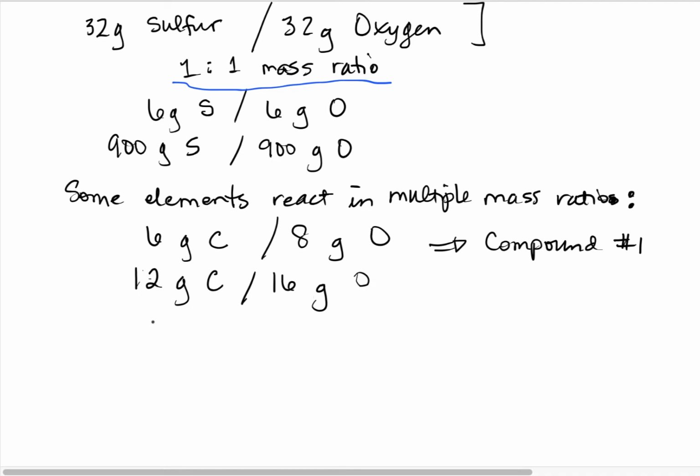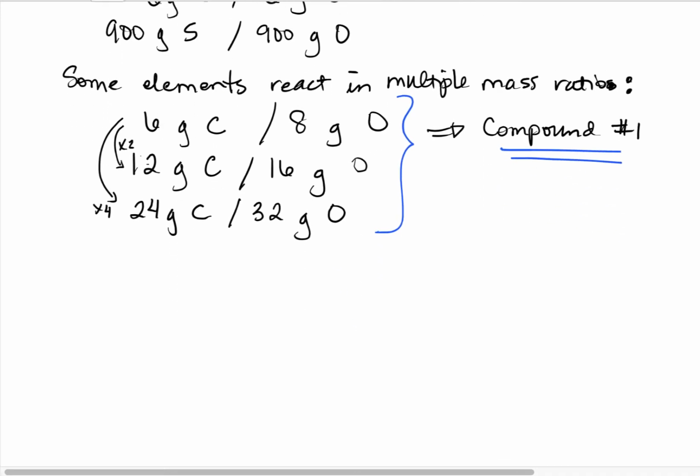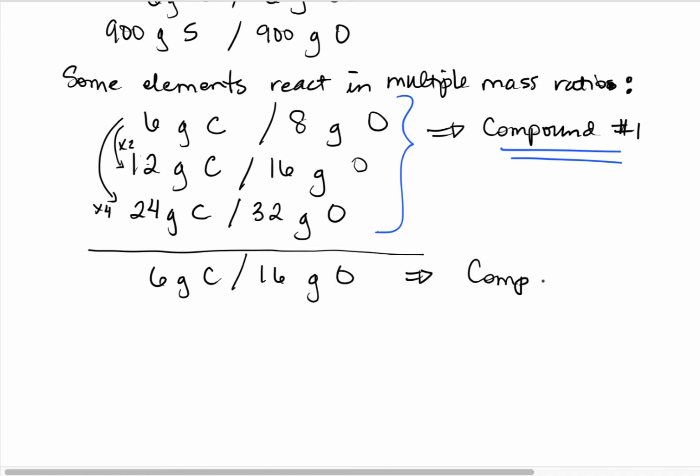Or if you did some kind of wacky multiple where you did, I don't know, maybe like 24 grams of carbon. I'm trying to make my math easy for myself. And 32 grams of oxygen, so I just multiplied this by 4. And here I had multiplied it by 2. All of these, if you reacted them together, would make compound 1, whatever it was, since he didn't know what it was. But you could also take 6 grams of carbon and 16 grams of oxygen and react them to make compound number 2, something different.